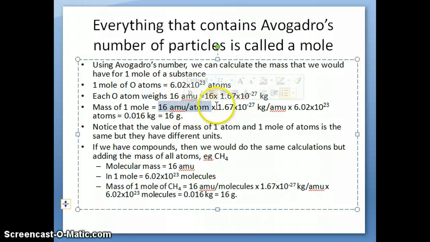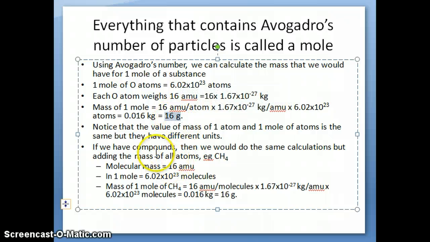The mass of 1 mole of oxygen is therefore the mass of 1 oxygen atom, which is 16 per atom, multiplied by the kilogram to AMU conversion, which is the mass of a proton. And that's 1 oxygen atom. If we want a mole of oxygen, it will be 6.02 times 10 to the 23rd atoms total. If you work this out on a piece of paper, you notice that all the units will cancel out. And what you get in the end is 0.016 kilogram, which of course equals 16 grams. So in other words, 1 mole of oxygen atoms will weigh 16 grams.